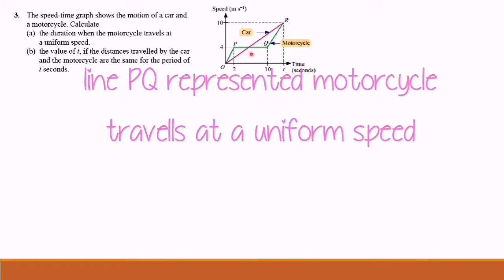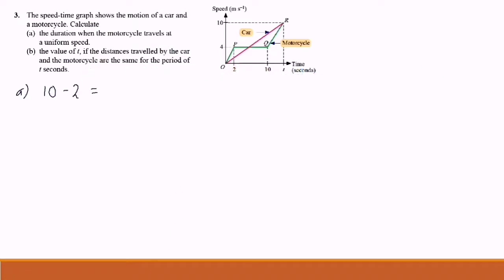So duration is 10 minus 2 equals 8 seconds. B. The value of t if the distance traveled by the car and the motorcycle are the same for the period of t seconds. Find the distance traveled by the car and motorcycle.